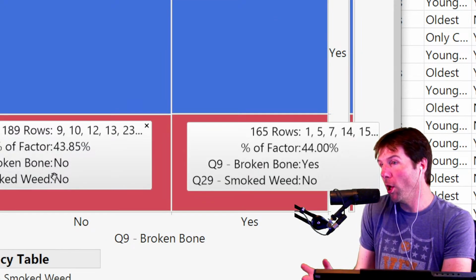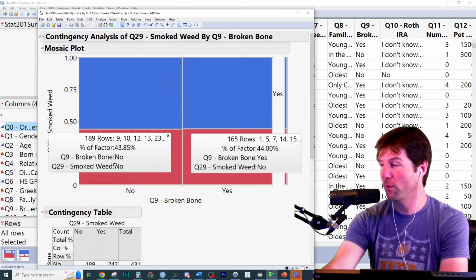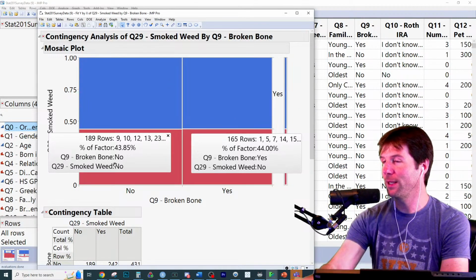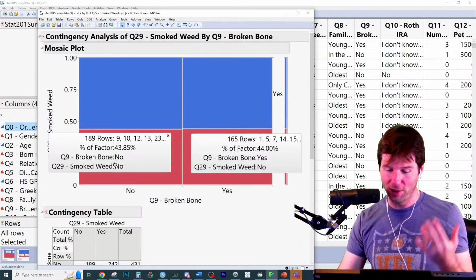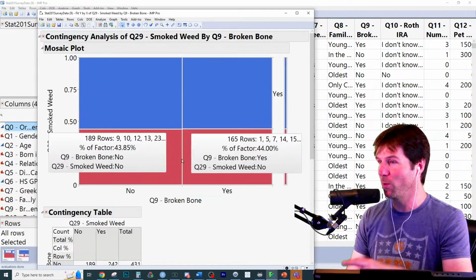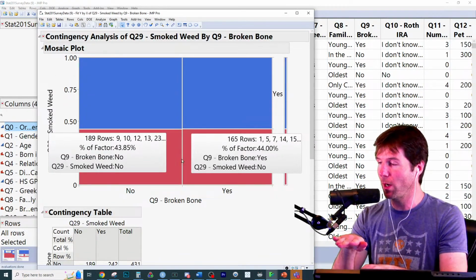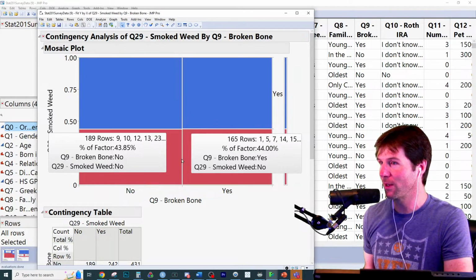If someone's like, well, I do see people who have broken a bone are a little bit less likely to have smoked weed. And you're like, this is a difference of like one person basically between like hundreds of people. There's like one extra person in one of the groups that's kind of pushing it to a higher percentage. It seems to me these differences are just super likely by random chance.